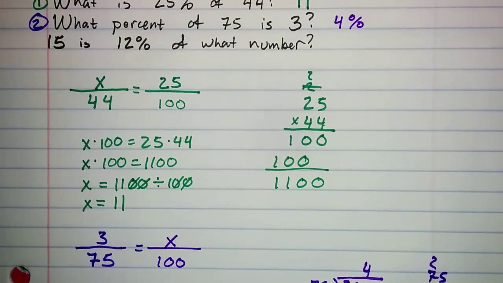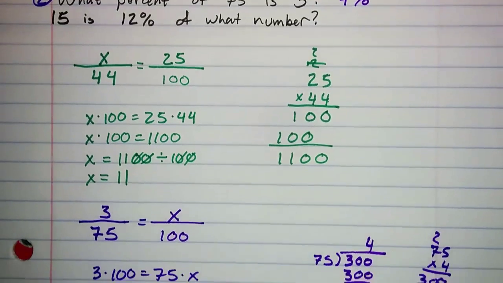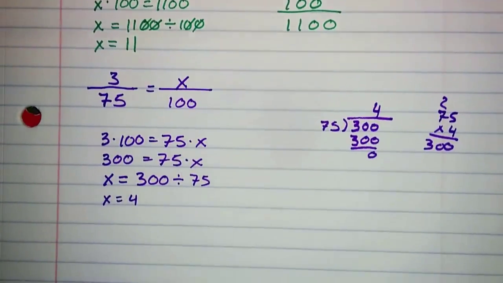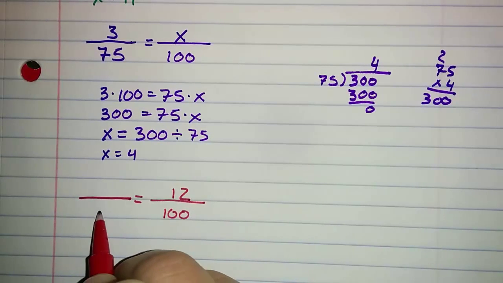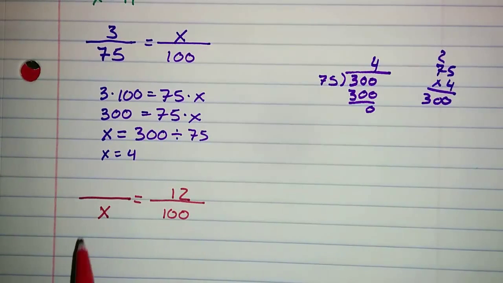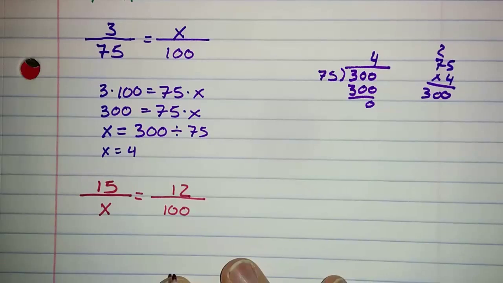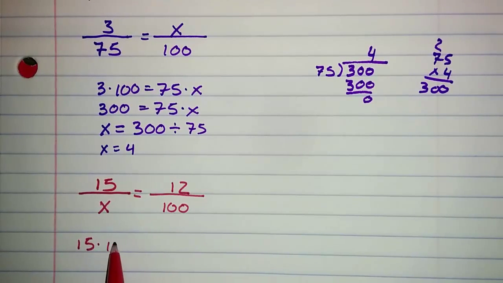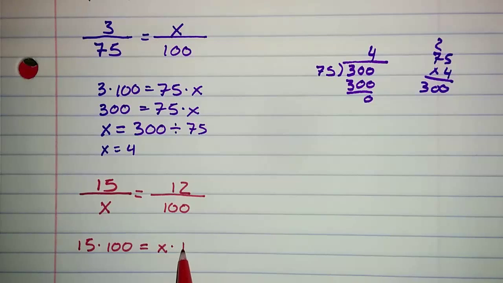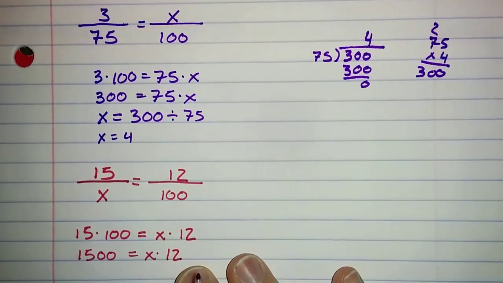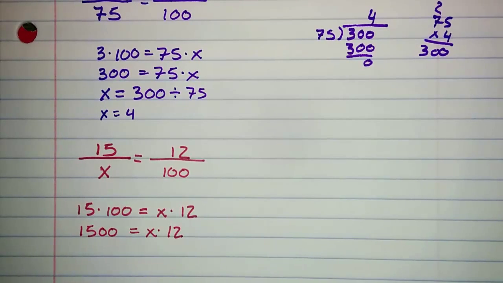Third question. 15 is 12% of what number? So, of what number? We're looking for the base. The percent is 12. The base is what we're looking for. And the part is 15. We cross multiply. 15 times 100 is X times 12. 1500 is X times 12. What times 12 is 1500?